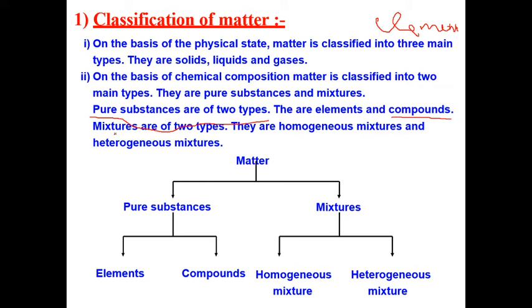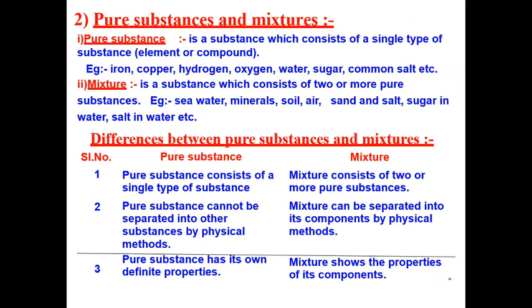And what about the mixture? Mixtures are also of two types: the homogeneous mixture and next the heterogeneous mixture. We will discuss what is a homogeneous mixture and what is a heterogeneous mixture in this chapter. So now the matter is classified according to this hierarchy. It is present in pure substance in the form of elements and compounds, and if the matter is present in the form of mixture, it has two types: homogeneous mixture and heterogeneous mixture.